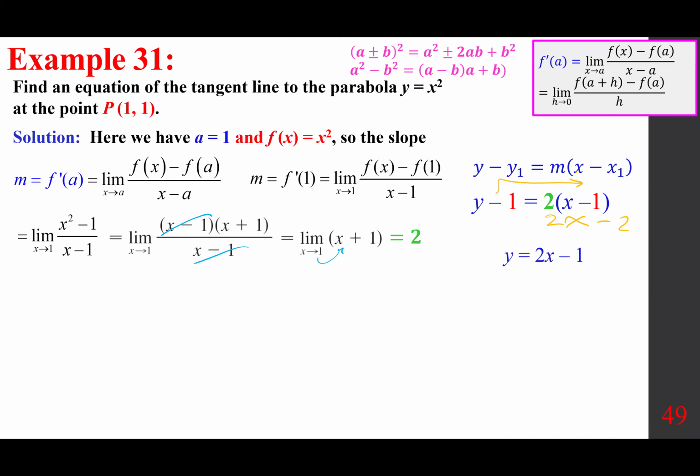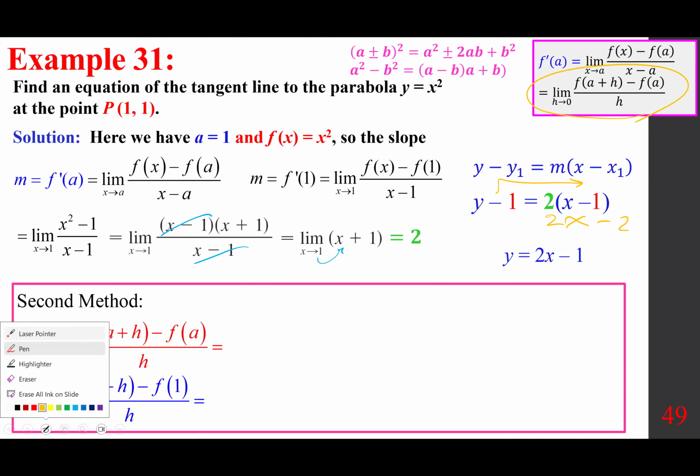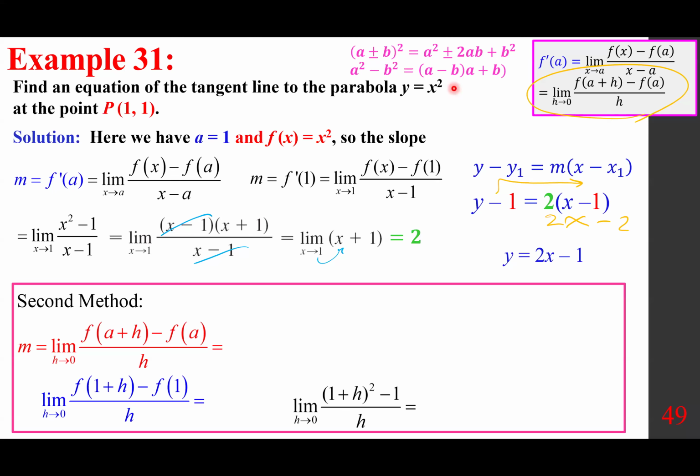We are done. But I just want to quickly remind you of the second method for finding this slope. So I'm going to find this slope, and I'm going to replace the a with 1, of course. So f of 1 plus h minus f of 1 over h, we're going to take a limit as h approaches 0. So into x squared, we're going to put 1 plus h quantity squared. And then that part, we already know the answers. So if you square that using the identities, you get 1 plus 2h plus h squared.